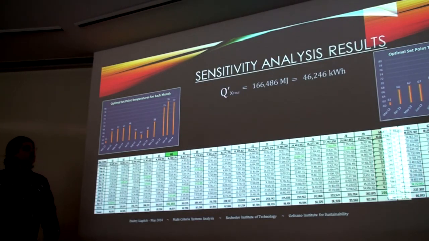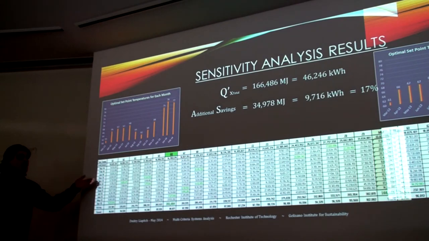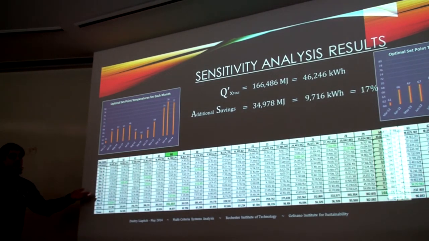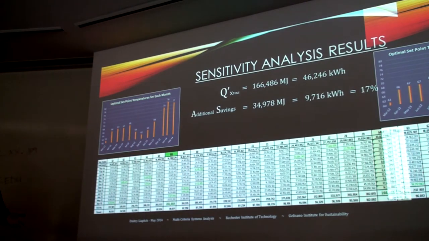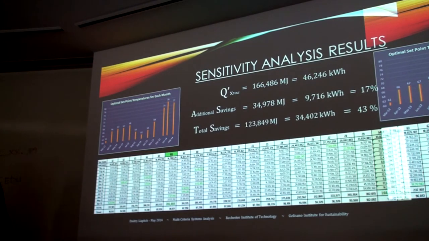Through the sensitivity analysis, our optimal solution turns out to be 46,000 kilowatt hours. So we're actually saving an additional 17% more energy if we're varying the set temperature per month as compared to just setting it for the entire year. It's a total energy savings of 43% for the entire system when you're varying the set temperature.